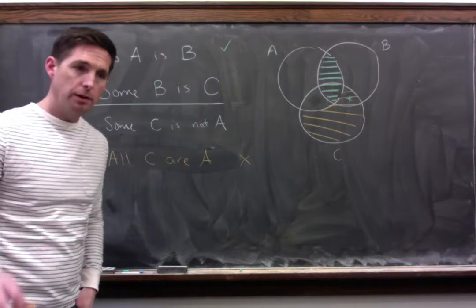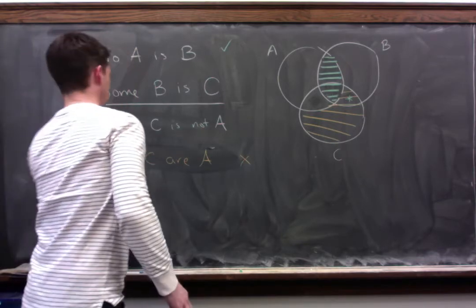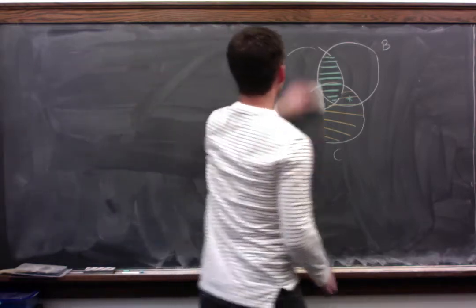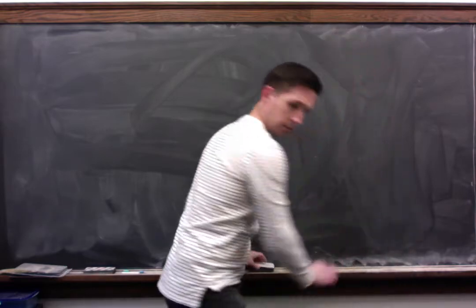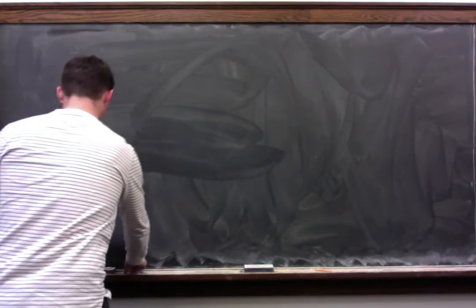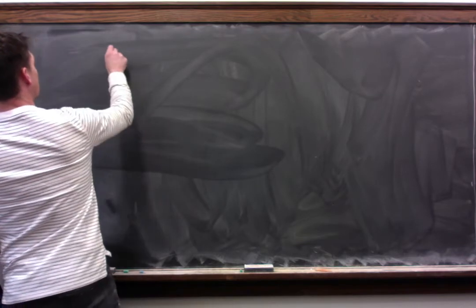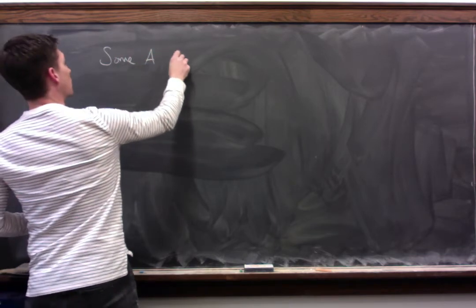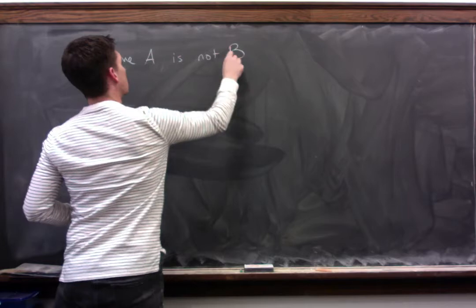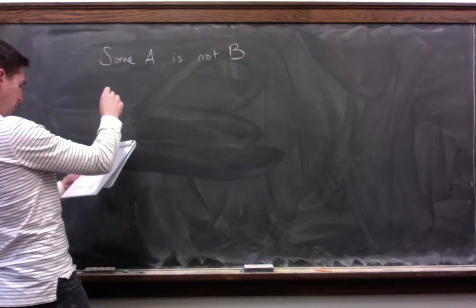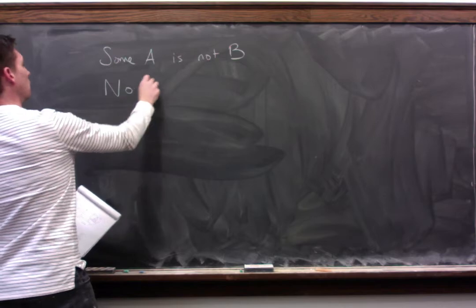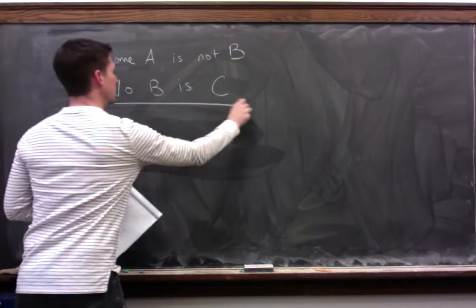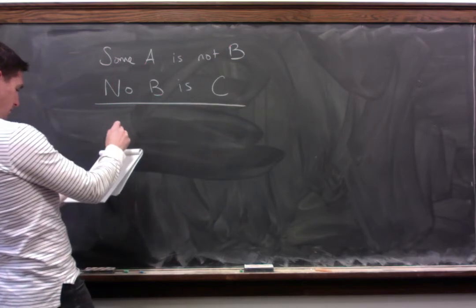Okay, I'm going to put one more example up here before we end this video. Give me a second to write it down. So the argument is, premise 1, some A is not B. Premise 2, no B is C. And the conclusion, some A is C.